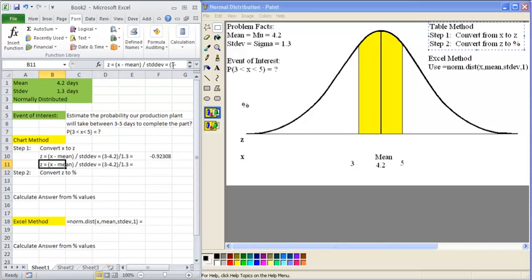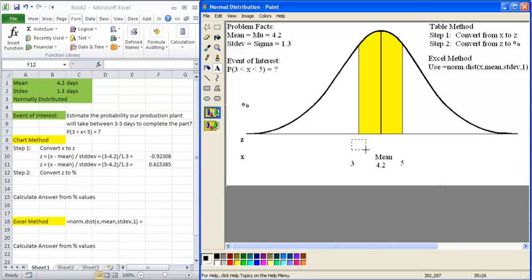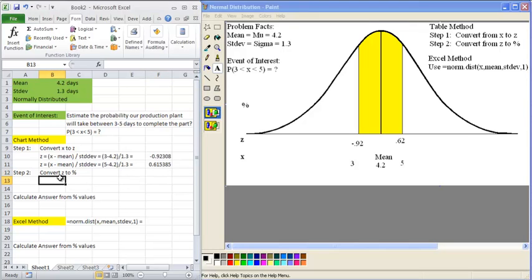Let's do the same one, except we want to change it to a 5. So z is 5 minus 4.2 divided by the standard deviation of 1.3. We're going to get 0.615. So the z value associated with the 3 is negative 0.92, and the z value associated with the 5 is 0.62 rounded. So our z values are negative 0.92 and 0.62.